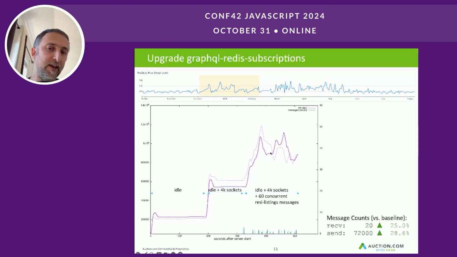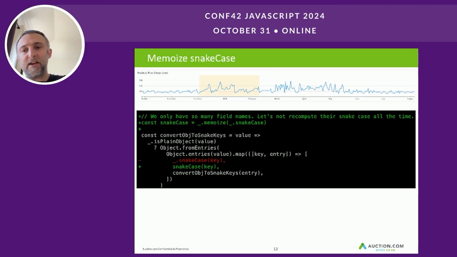The memory consumption is pretty much the same. Performance improved a little bit, but not spectacularly. Okay, we tried it. At least now we have the latest and greatest GraphQL Redis subscriptions, right? Or we did at the time. And that can never hurt. So then, let's see, can we do more to improve this wonderful convert object to snake keys function? Can we make it leaner?